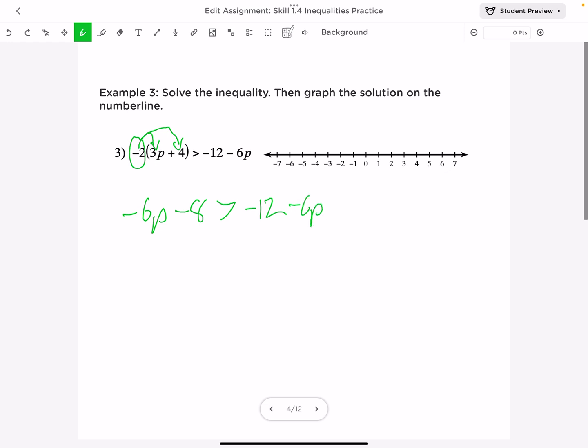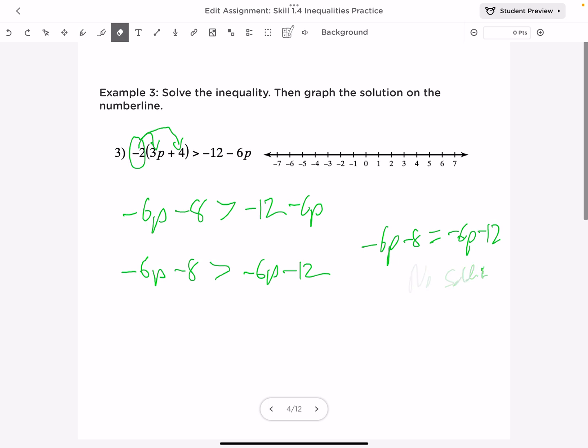Now I'm going to rewrite this other side. So I have -6p minus 8 is greater than -6p minus 12. Now, once again, if this were an equation, this would be clearly no solution, right? -6p minus 8 is equal to -6p minus 12. That's never going to be true. So that's just because we have the same variables and different constants, just no solution.